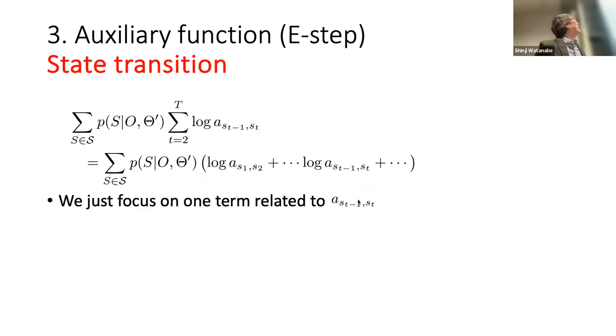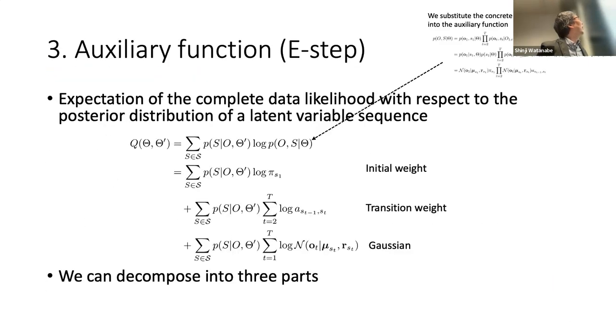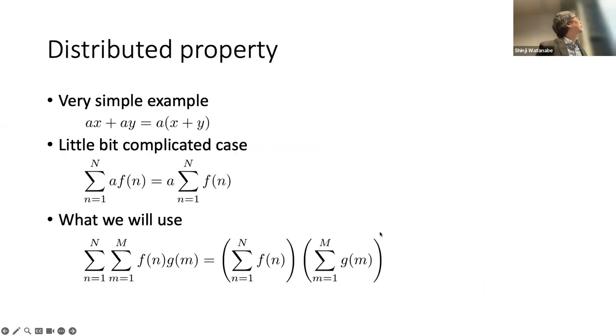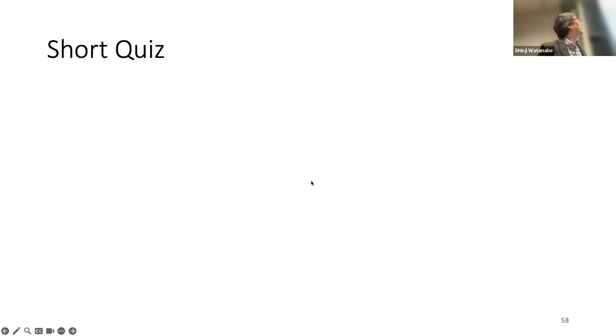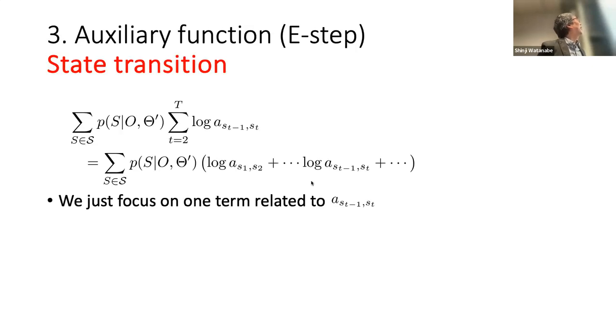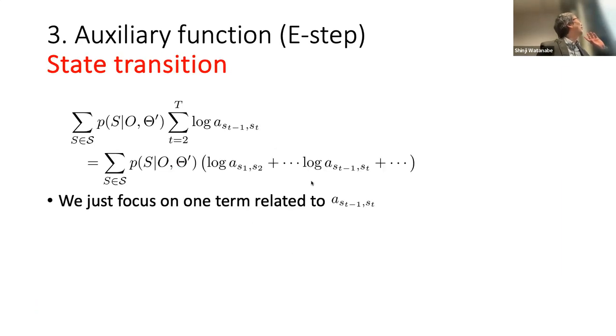Okay, so this is just for one part of the auxiliary function. Let's go through the same kind of formulation for all the other parts. The next target is the transition weight, and again we just use the technique that I mentioned to solve this kind of problem.